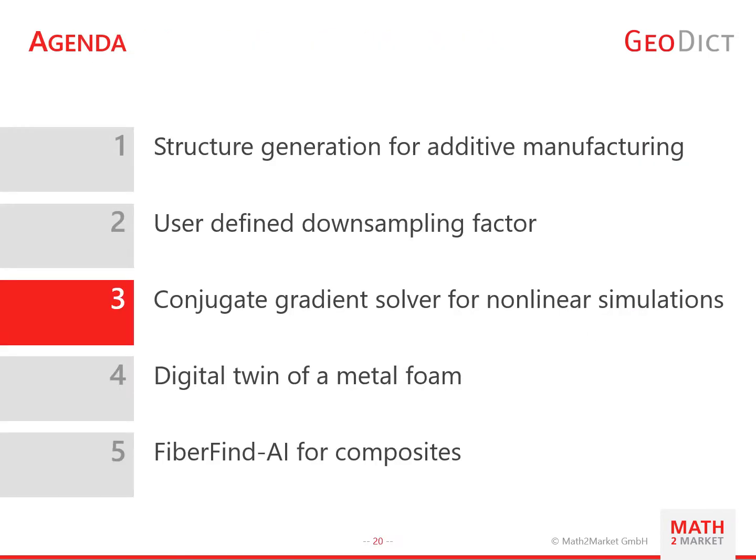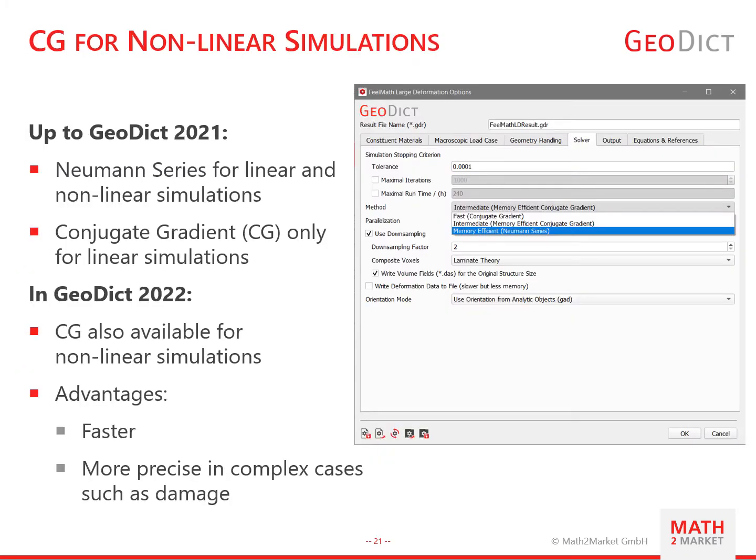Now I am going to show you another way to improve your mechanical simulations, the conjugate gradient solver for nonlinear simulations. Up to GeoDict 2021, Newman series was the only solver method available for nonlinear problems. Conjugate gradient was only available for linear problems. In GeoDict 2022, the conjugate gradient method is available for nonlinear simulations as well, and that comes with two main advantages. First, the conjugate gradient method is often faster, and second, it is more precise in many complex cases such as damage.